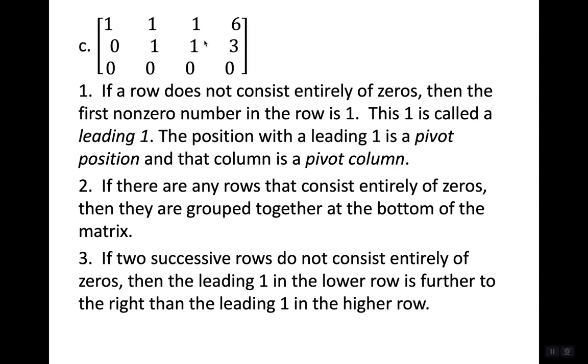How about this? The first non-zero number in each row is 1. If any rows consist entirely of zeros, they're grouped together at the bottom of the matrix. That looks good. And if two successive rows don't consist of zeros, then the leading one in the upper row is further to the left than the leading one in the lower row. Yeah, that looks good. So that one's yes. How about this? Yes, you'll find it meets all the criteria.